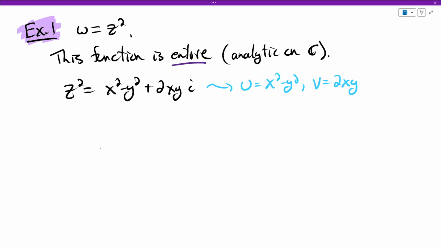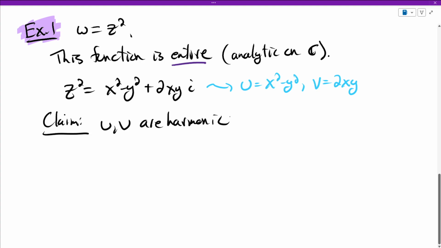Okay, so the claim is that, well, we've already proven the claim, but u and v are harmonic, just to use the language we're introducing. So this means that nabla squared u is 0 and nabla squared v is 0. All right, so how do we show this? So let's check nabla squared u is 0.